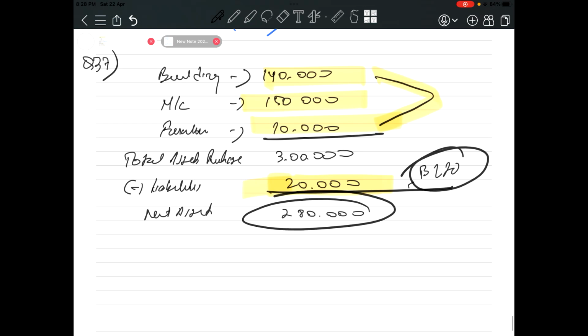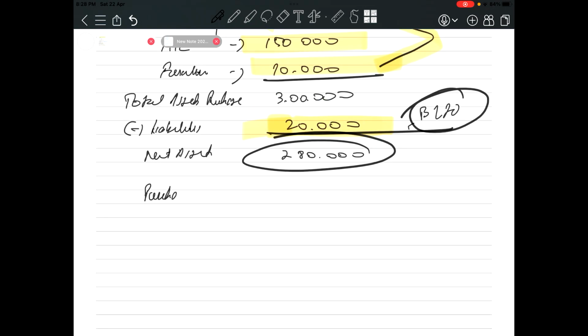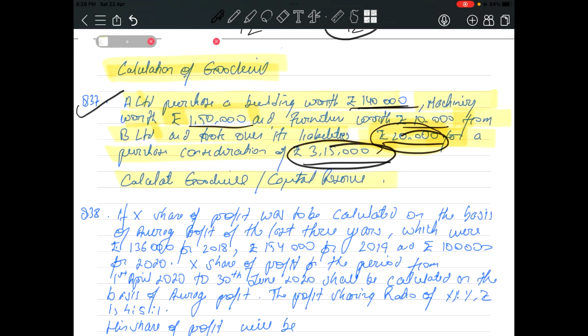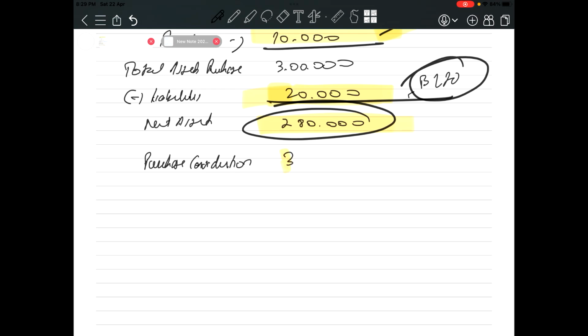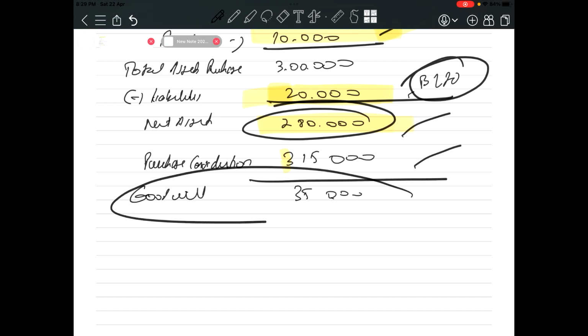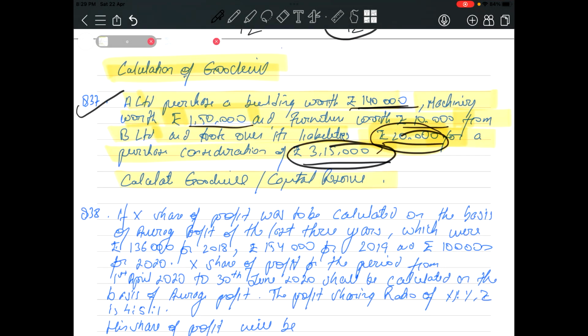So what is the net asset? 2,80,000. Now this net asset will be compared with the amount we have paid, the purchase consideration. We should pay 2,80,000, but how much have we paid? We have paid 3,15,000. So the difference amount will be our goodwill. The difference amount of 35,000 will be our goodwill. Simple and logical. So the answer for this is 35,000. I hope this is clear to you.